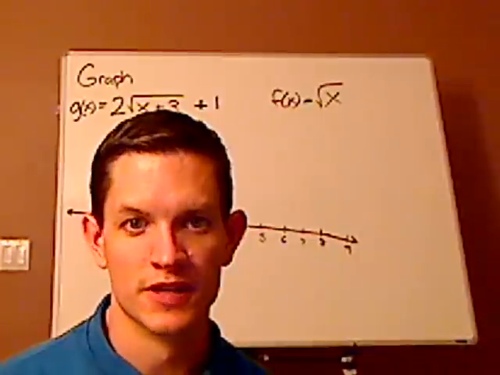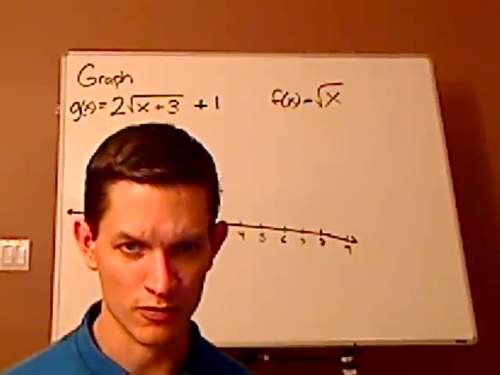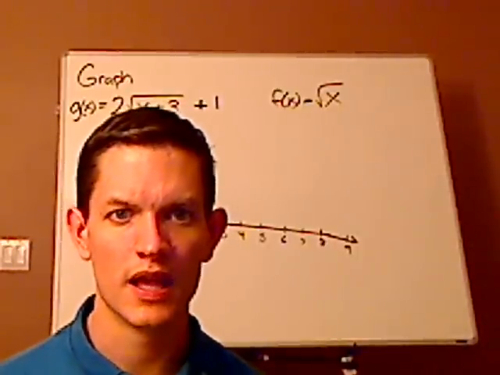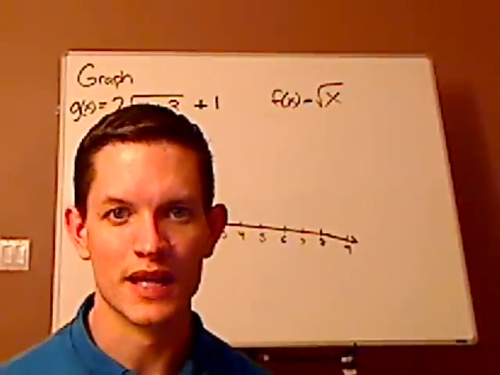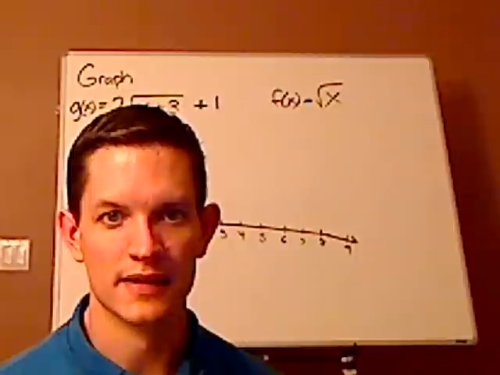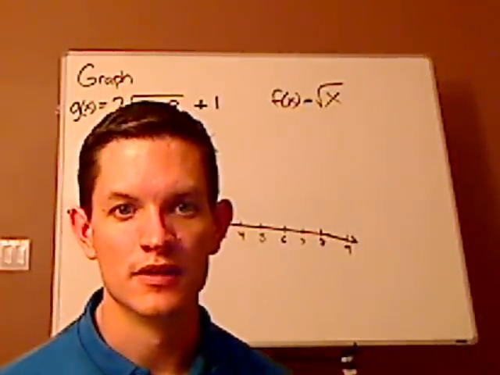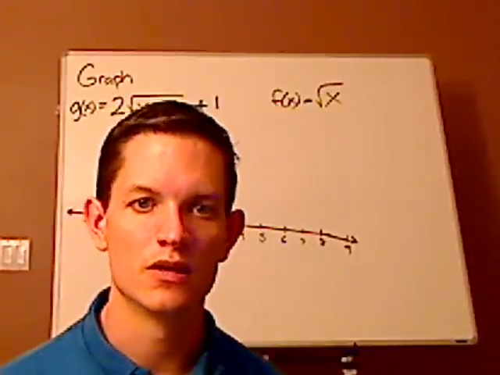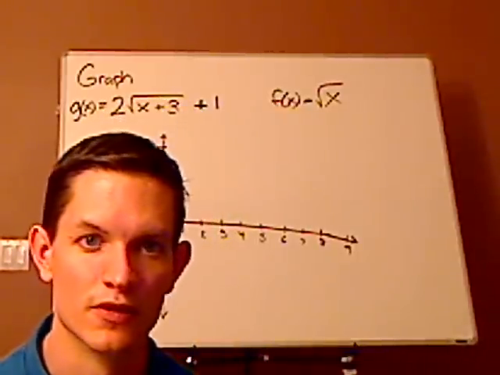And I put an example or problem on the board. It's g of x equals the square root of x plus 3 underneath the radical, plus 1 on the outside of the radical. And to give you a little hint, the parent function is f of x equals square root of x. So if you would, pause the video and see if you can try this one on your own.